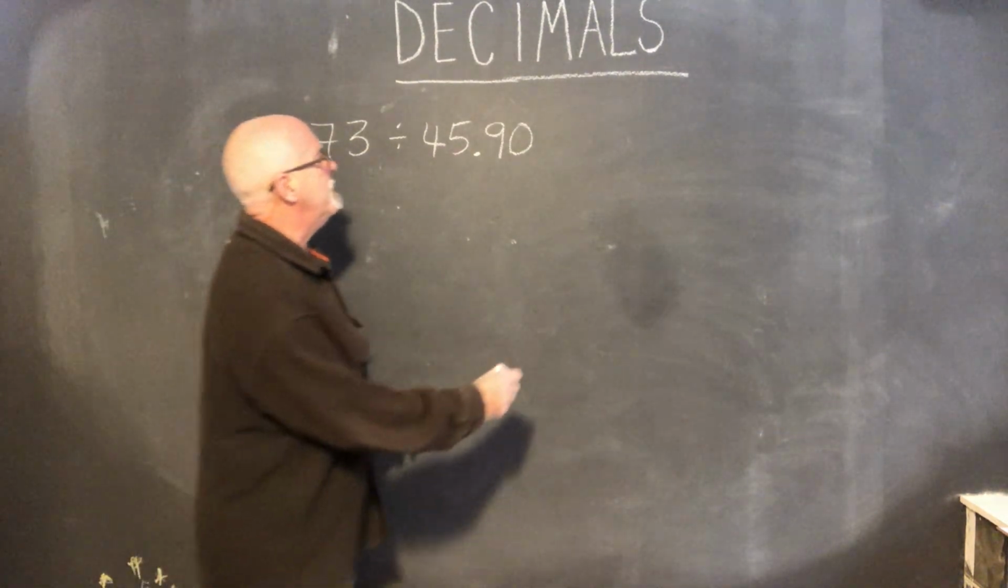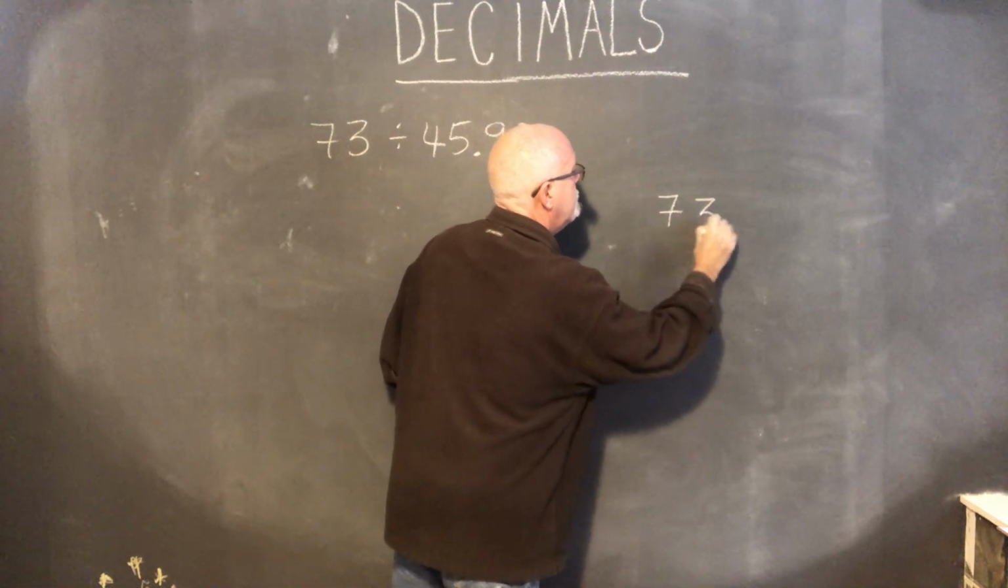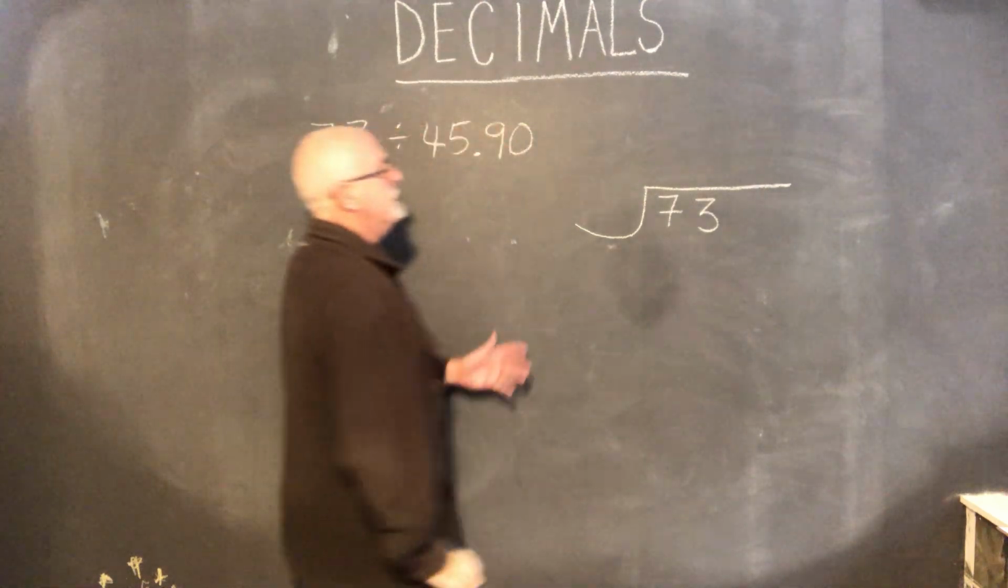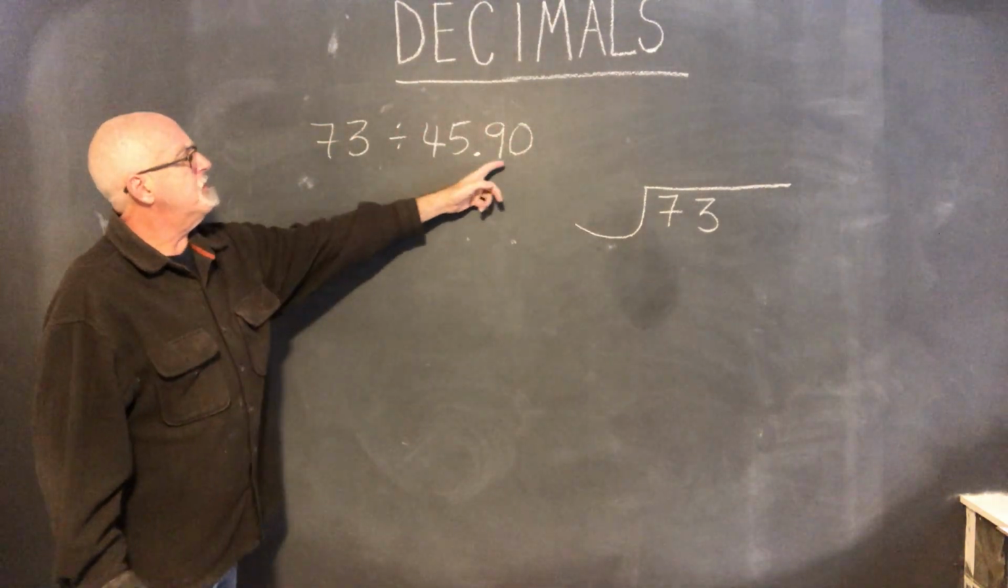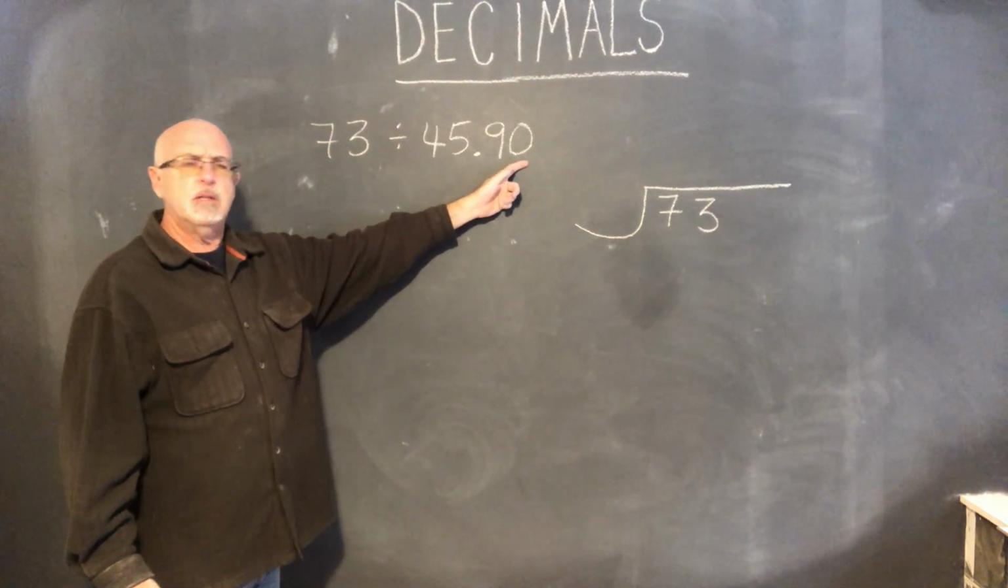The other thing that's interesting, I'm going to write it first. 73, and then I'll put this on. I'm going to leave some room, so I make this nice and big. The other thing is 90. There's a trailing 0 over here. There's a 0 at the end.